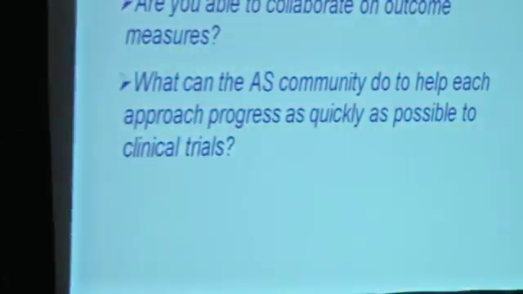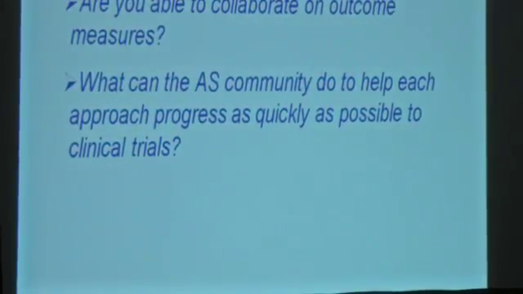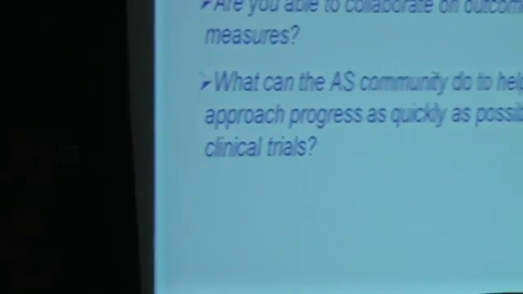So the next question deals with, what can the Angelman syndrome community do to help each approach progress as quickly as possible to clinical trials? When you get that IND filed, or when you're ready to file it, what should we do? Should we be camping out on the steps of the FDA? Should we be calling our congressmen or congresswomen to move these things along? I would urge you not to do that, please.